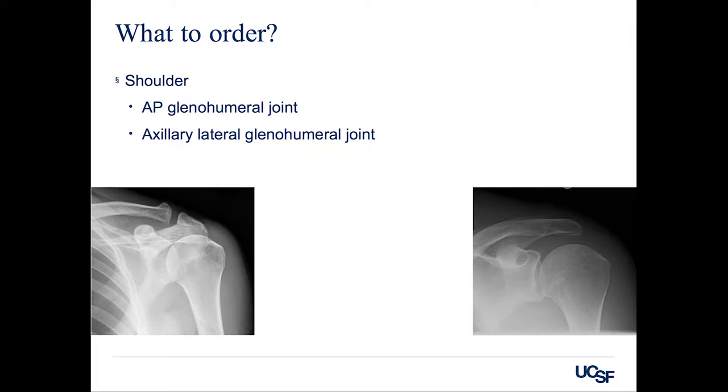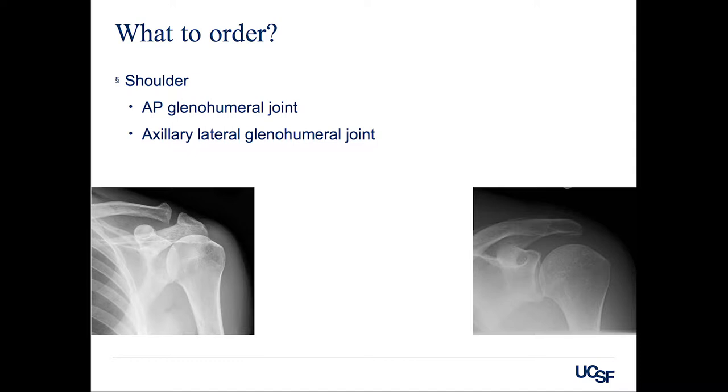If you look here, on the left, this is an AP of the shoulder. Now, the shoulder is anteverted about 15 degrees, so if you just take an AP of the shoulder, you're not going to see the joint right on face. An AP of the glenohumeral joint looks like this, so you actually shoot the x-ray at about 15 degrees outward, and this is called the Grashey view, but if you just write AP of the glenohumeral joint, they should be able to do that.